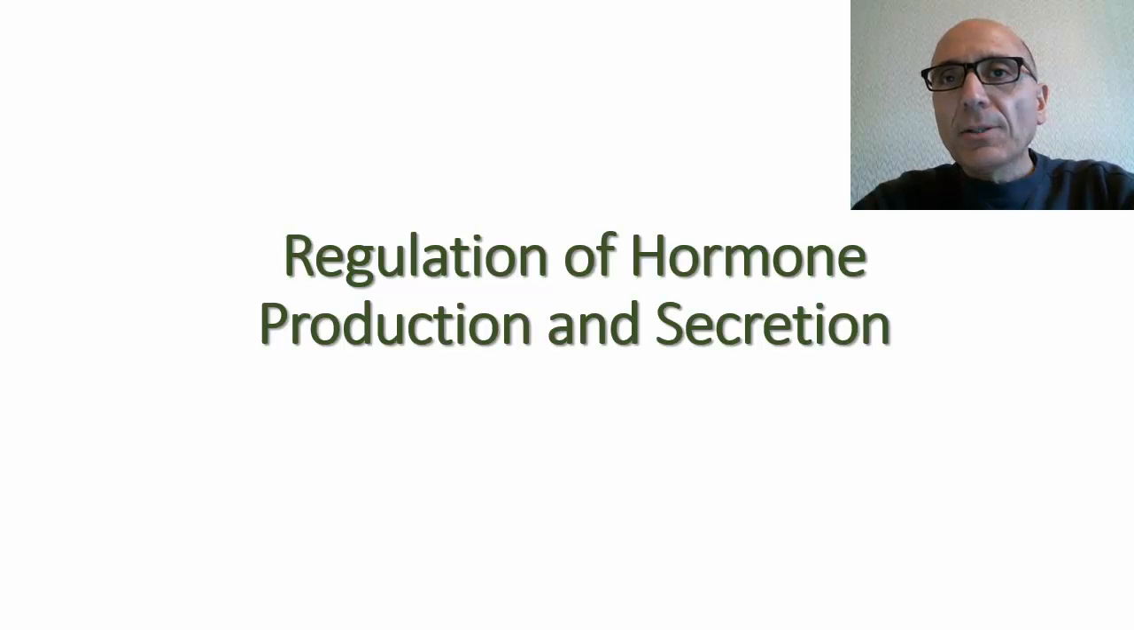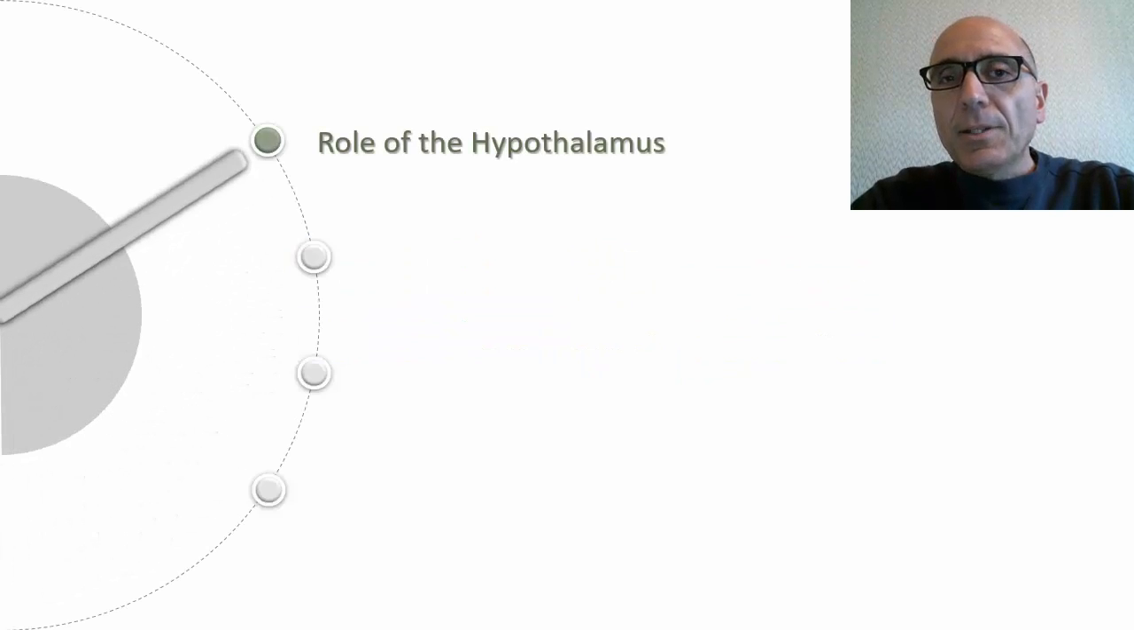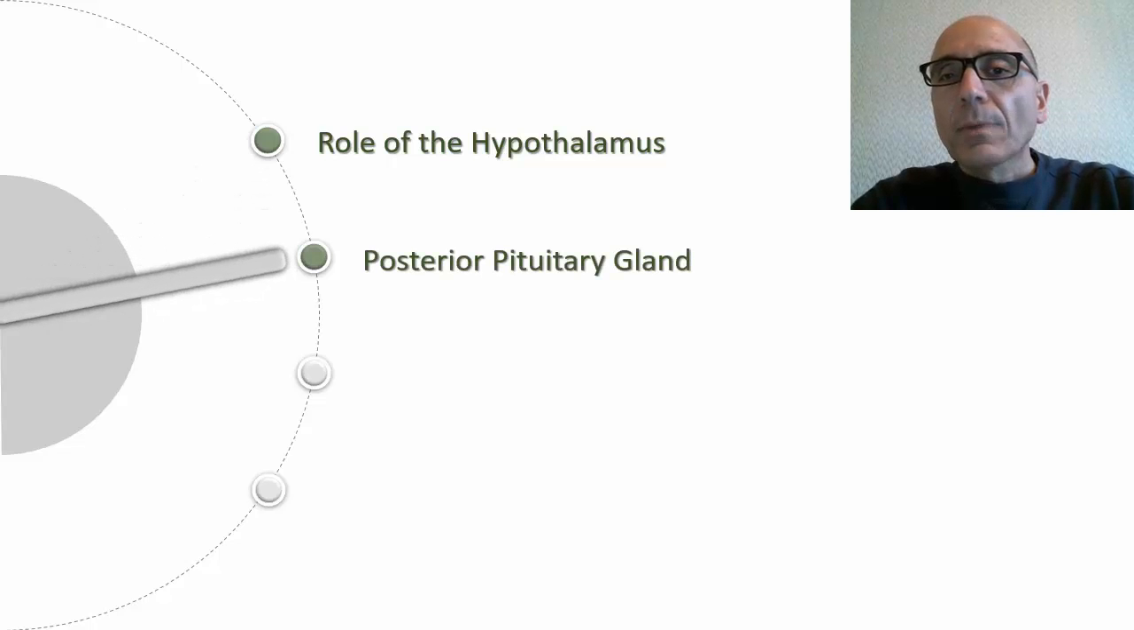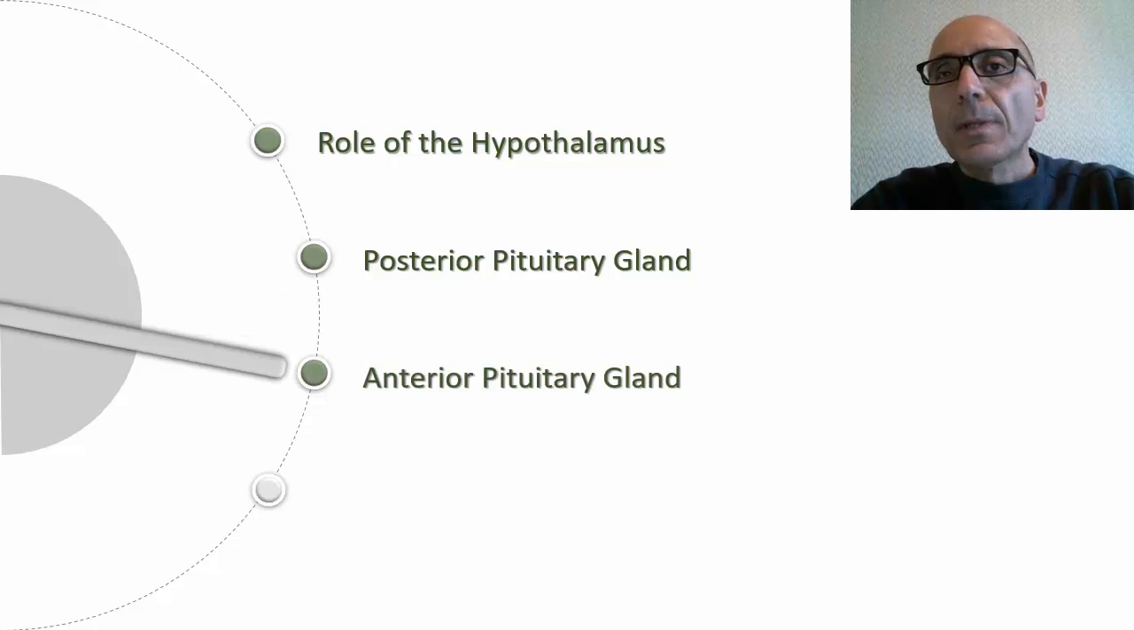The second video on the endocrine system is about the regulation of hormone production and secretion. In this video, we will talk about the role of the hypothalamus in regulating production and secretion of hormones. We will look at the posterior part of the pituitary gland and its role in hormone secretion and regulation. We will look at the role of the anterior pituitary gland in this process of regulation of hormonal activity.